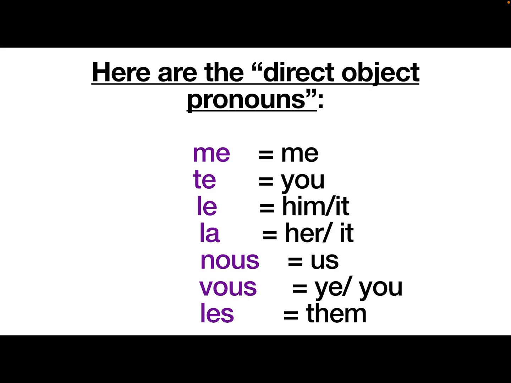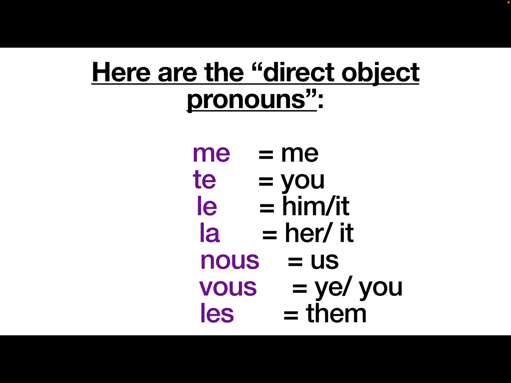So what are they? Me, te, le, la, nous, vous, les. It's actually quite simple. So me, meaning me, te, you, le, him or it, la, her or it. Nous means us, vous, ye or you, and les, them. So me, te, le, la, nous, vous, les.